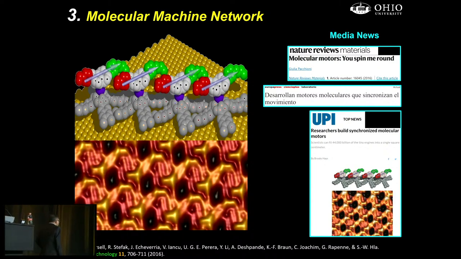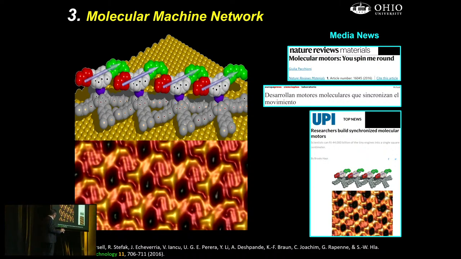Okay, so now I have shown you that we can study the mechanical strength, how they rotate, and that they follow the chirality. Those are all nice. But if we were to use these molecular machines for real applications, we want to have them as a thin film, for example. Billions of them have to work simultaneously together. So for that, we want to test how we can control these motors.